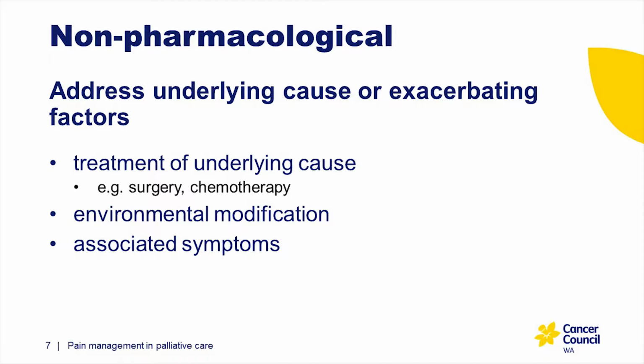We may also try environmental type modifications, so actually changing the way that the patient manages their pain, how they think about their pain. And we also have to look at associated symptoms. So it may be that the patient is very anxious, and so therefore by helping them to moderate their anxiety, they may not be expressing as much physical pain.